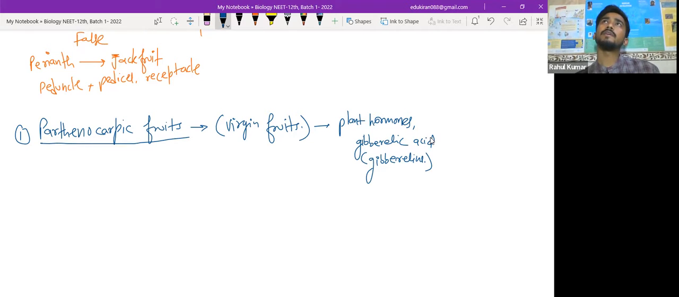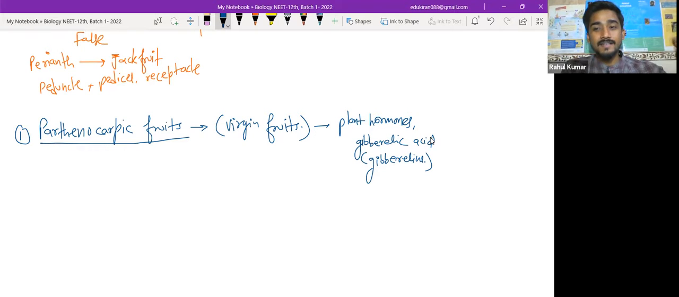Now tell me, if there is no fertilization taking place and we are just growing fruits through parthenocarpy, is there any advantage, any disadvantage? Of course, there's a disadvantage to the plant, right?